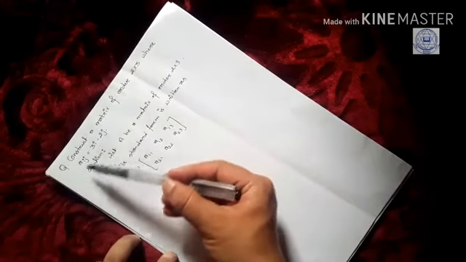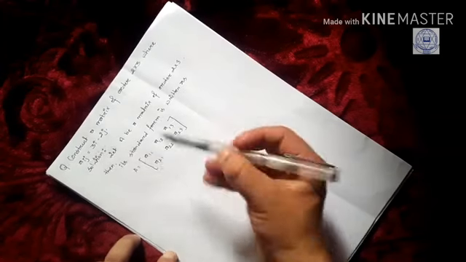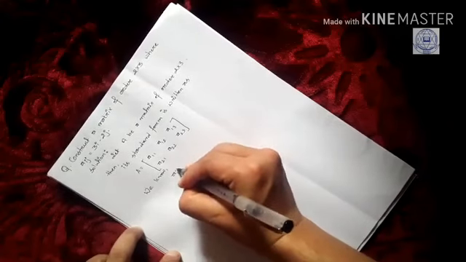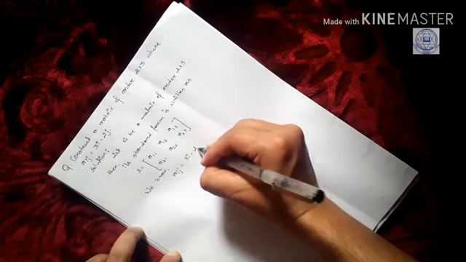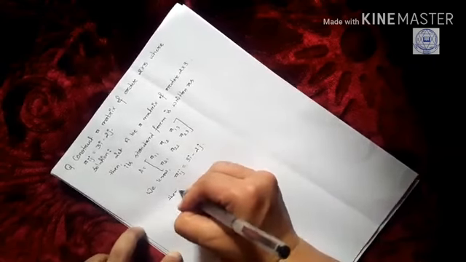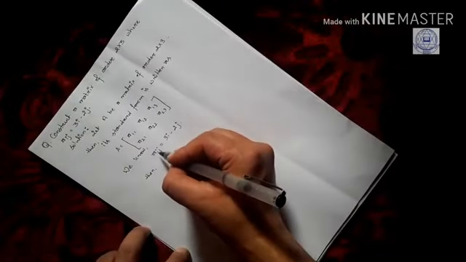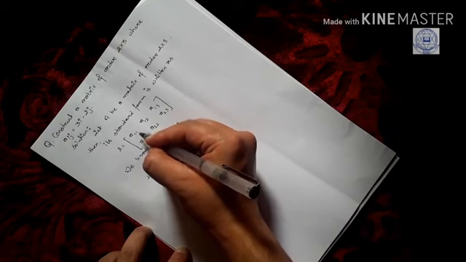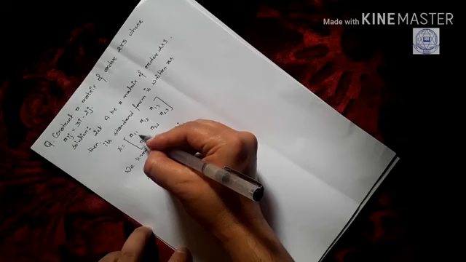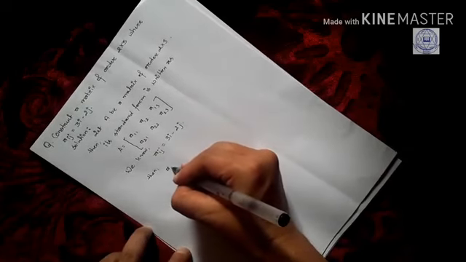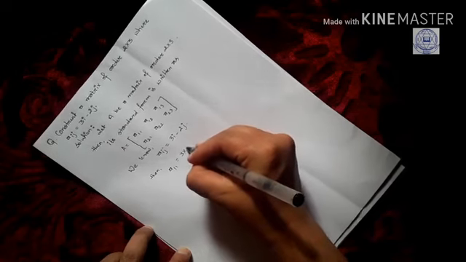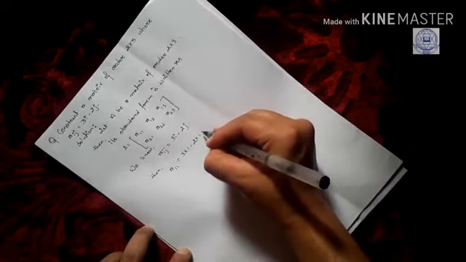And by the question, the general formula of the elements is given, that is, Aij is 3i minus 2j. Then what we have to do is, for each element we have to replace i and j with the corresponding numbers found in that element. For example, for A11, i is 1, j is 1. So 3 into 1 minus 2 into 1, and you know the calculation, 3 minus 2 is equal to 1.